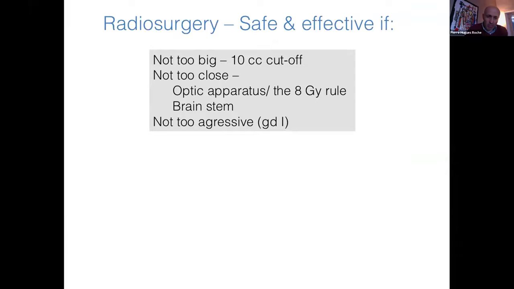Just keeping in mind that you cannot treat big tumors; the 10 cc cutoff is a clear value for what you can keep for radiosurgery. Particularly if you are far from the critical structures, since the optic nerves won't tolerate more than 8 grays. Once you have a close relationship between the meningioma and the optic nerve and optic pathway, of course, you have to remove the tumor first. We know that radiosurgery is more efficient when the tumor is not too aggressive, and grade 2 and grade 3 WHO meningiomas are not very eligible for gamma.